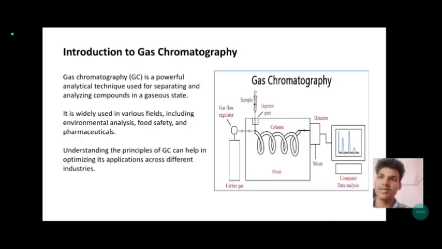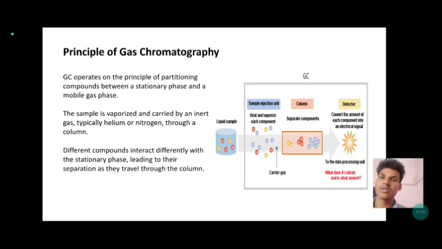Basically, gas chromatography is a powerful analytical technique used for separating and analyzing compounds in a gaseous state. It is widely used in various fields, including environmental analysis, food safety, and pharmaceuticals. Understanding the principle of gas chromatography can help in optimizing its applications across different industries. Here we can see the diagram of gas chromatography.